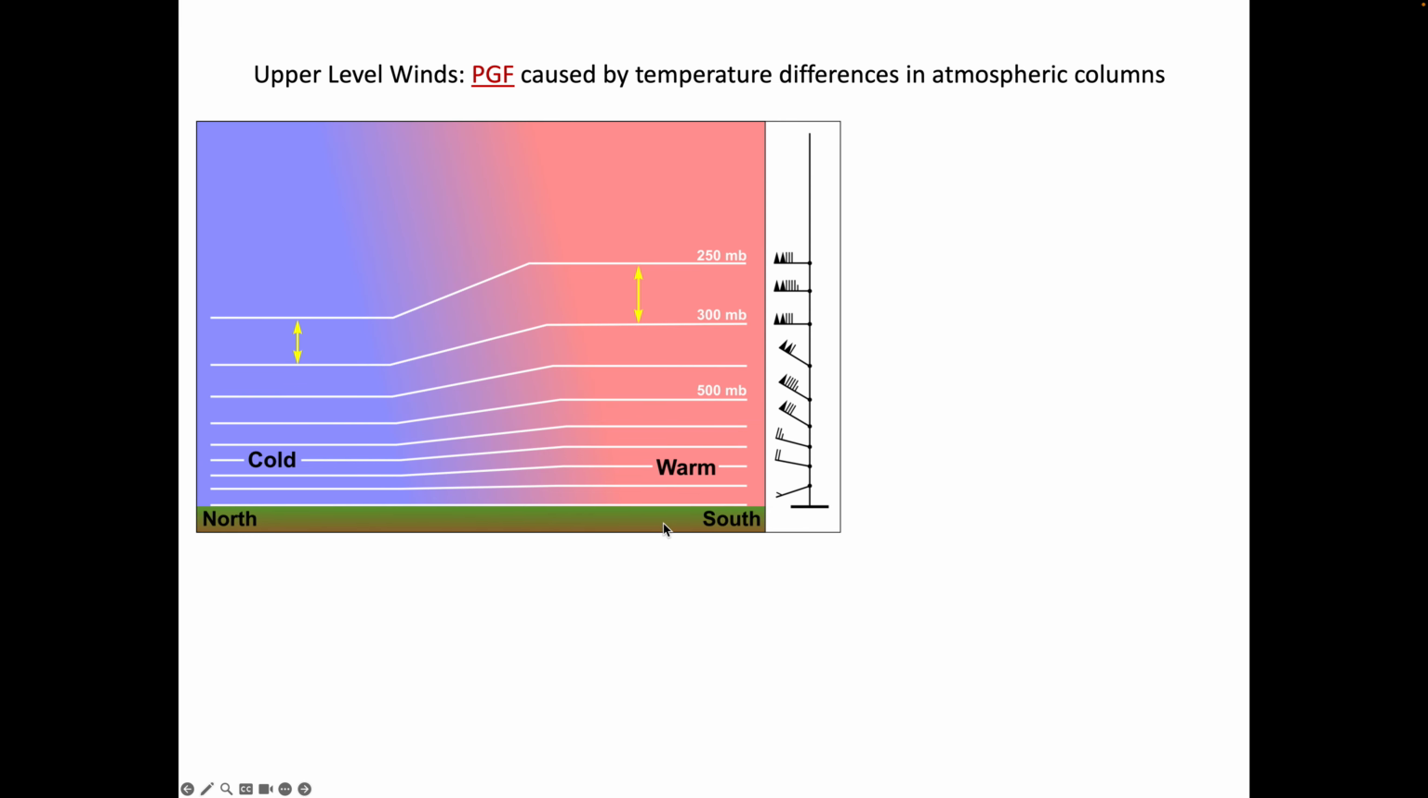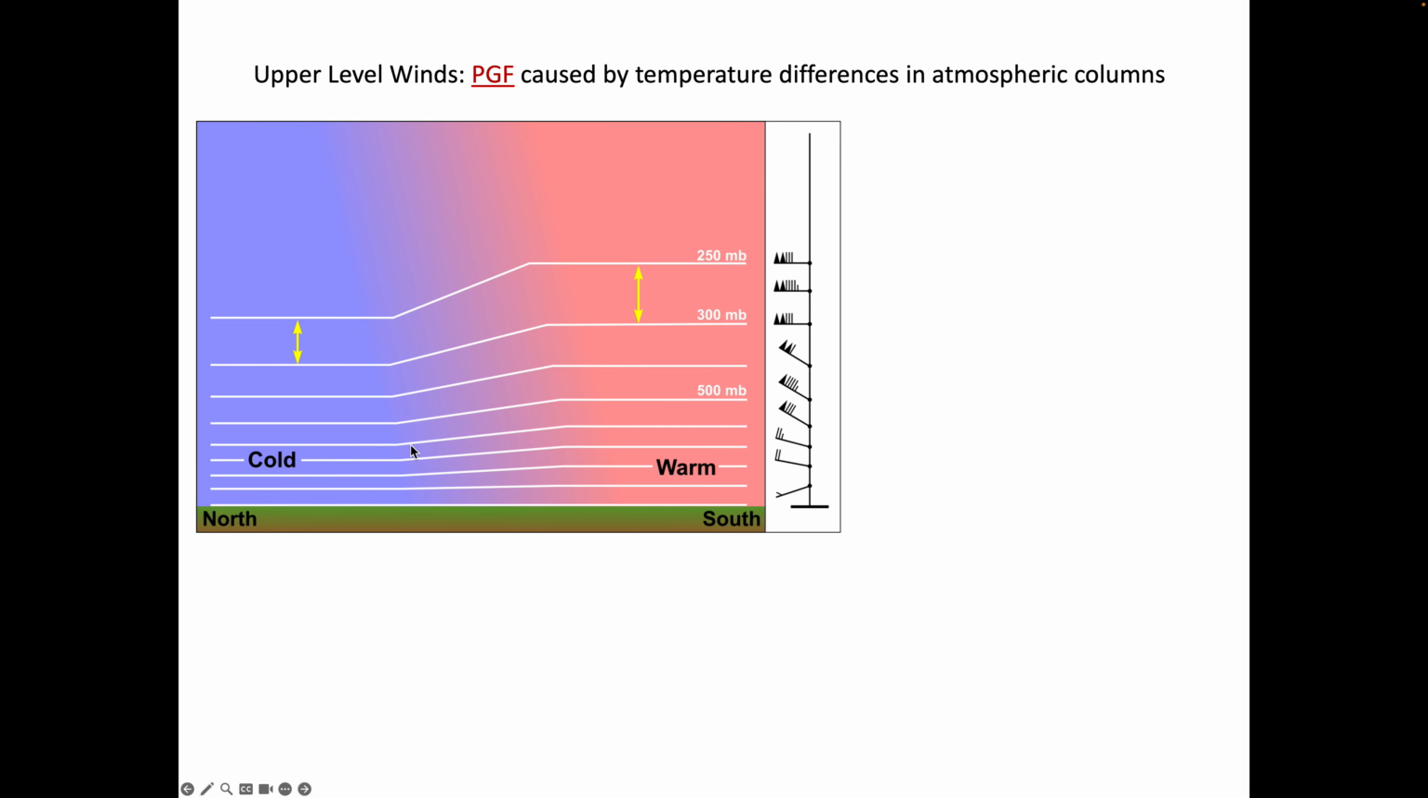This is from your text. And what you see is that each one of these white lines corresponds to a constant pressure surface. And so you'll see that the altitude of these constant pressure surfaces is higher over the warm air and lower over the cold air. Now in the mid-latitudes where we live, this is where the transition zones between our tropical and our polar air masses exist.